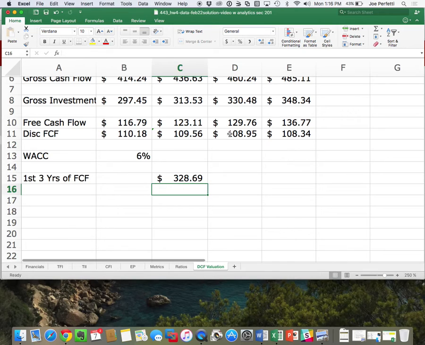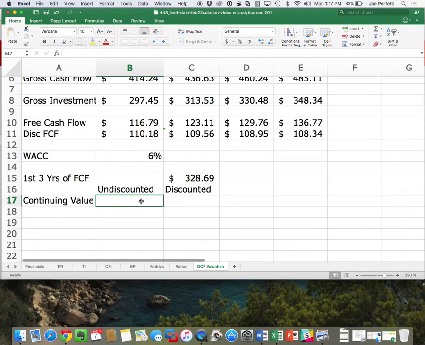And then what I need is something called the continuing value, which is basically the key value driver of growing perpetuity, because the company's going to keep going on after year 3, hence year 4. So I'm going to have an undiscounted and I'm going to have a discounted continuing value using the key value drivers. All right? So let's do the undiscounted free cash flow.